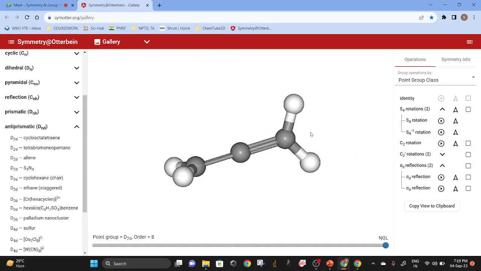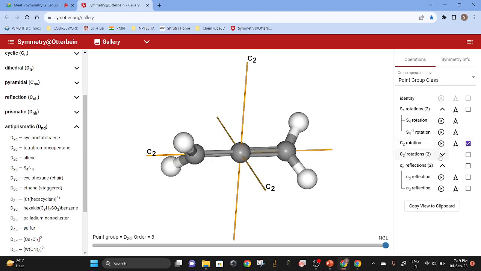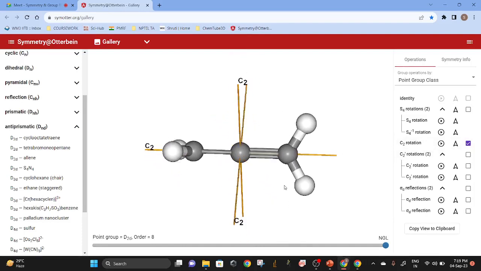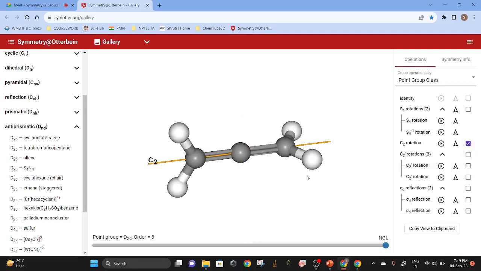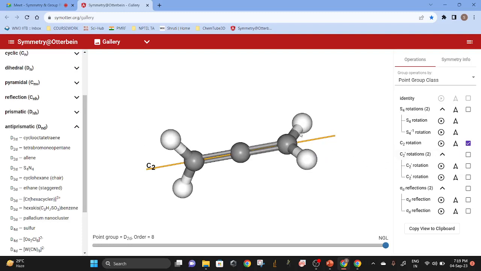So this principal C2 will be there. Now let's see how it is turning. This one is chlorine, this is chlorine, at the 1 and 3 positions. So let's see. Not following. Not following. So this C2 is gone.